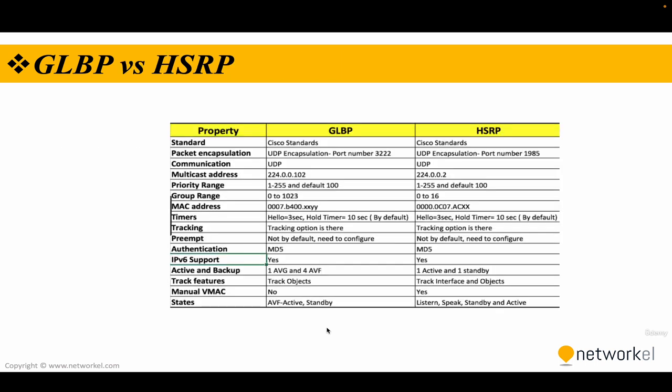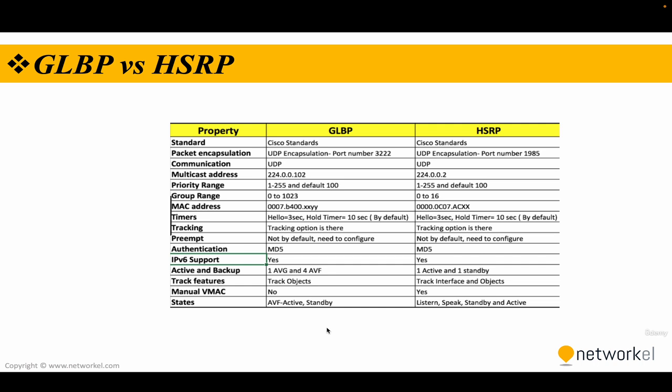When it comes to the comparison between GLBP and HSRP, HSRP, guys, provides router redundancy with a single active router and one standby router. On the other hand, GLBP provides router redundancy with load balancing capabilities across multiple active routers. Okay, so that is the key differentiator. There is no load balancing in HSRP. However, there is load balancing capacity in GLBP.